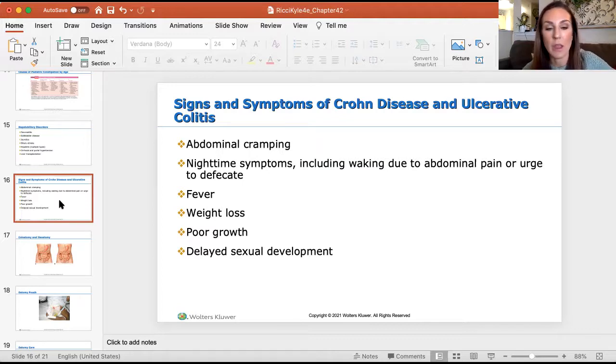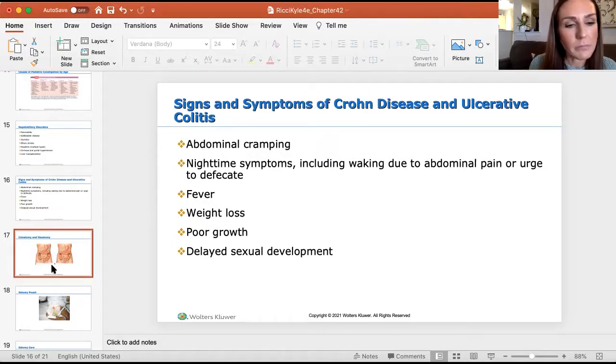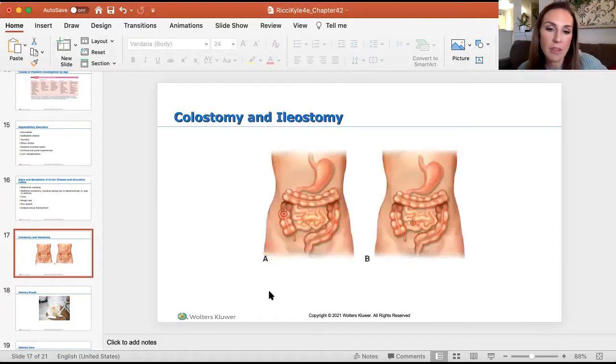So you're going to have an association of fever with that. It's an infection, so you might even see their white blood count will increase as well. They will have weight loss because the inside lining of the lower and larger intestines is not absorbing those nutrients appropriately. Their growth is going to be delayed, and then obviously they'll have a delay in their sexual development. Just like with our adult patients, kiddos can have a colostomy or an ileostomy placed.